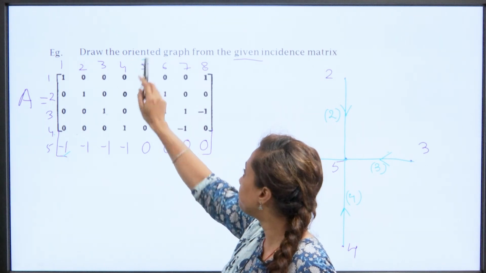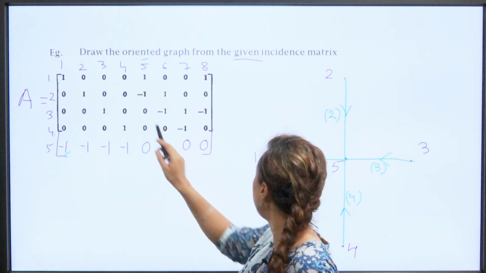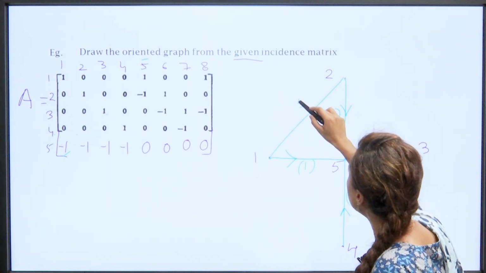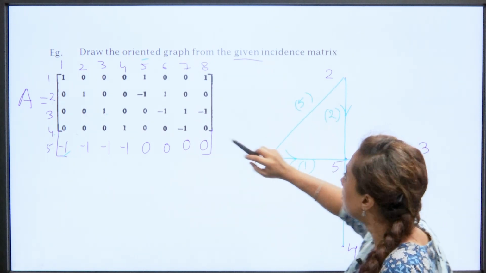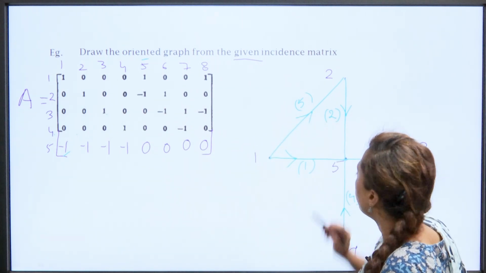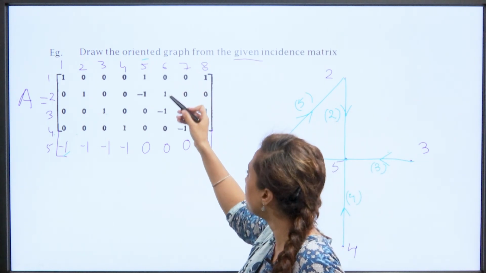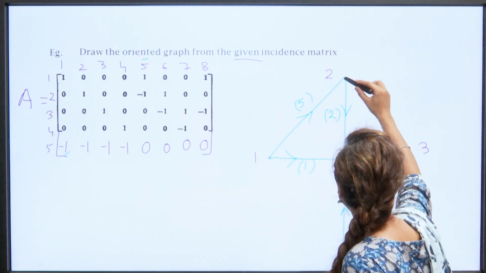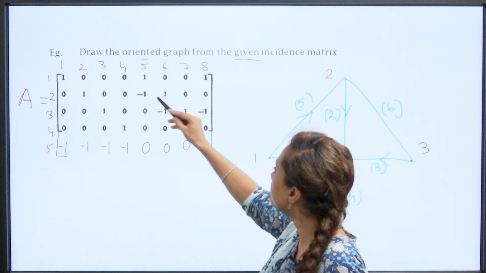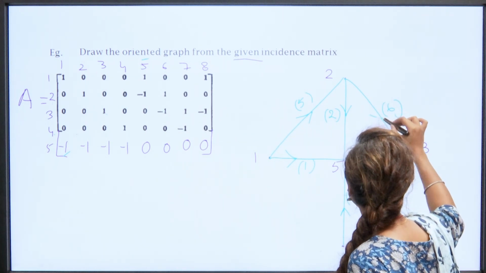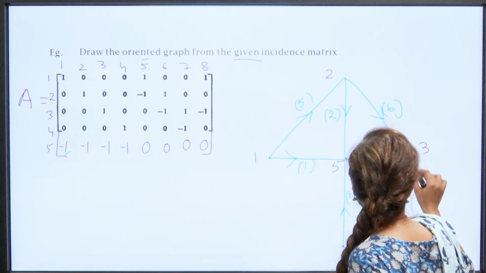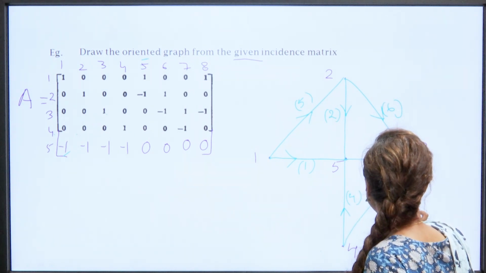For the fifth branch it is in between 1 and 2. 1 and 2 is connected like this and it is branch number 5. For the first node it is +1, so it is moving outward from the first node. For the sixth branch it is in between 2 and 3. 2 and 3 is connected like this, it is branch number 6. And for orientation we will say 2 is positive, it means for the 2 it is moving outward. For the seventh branch it is in between 3 and 4. 3 and 4 is connected like this, it is branch number 7.